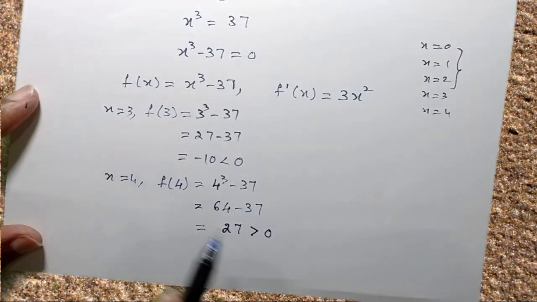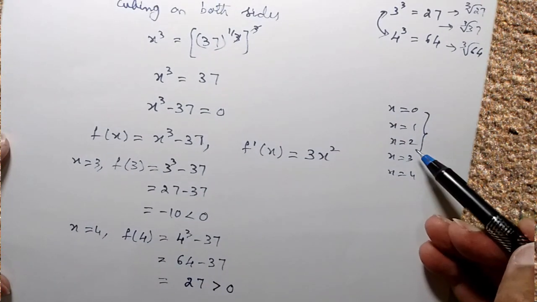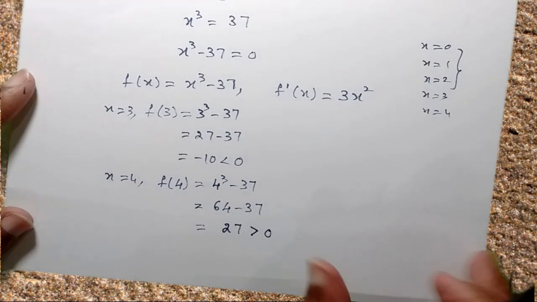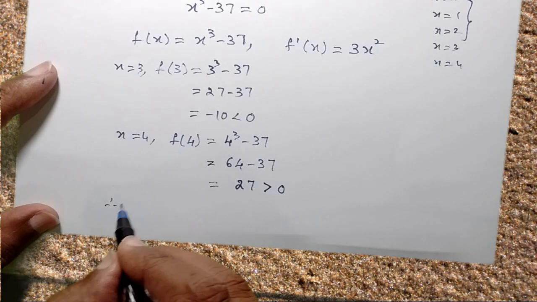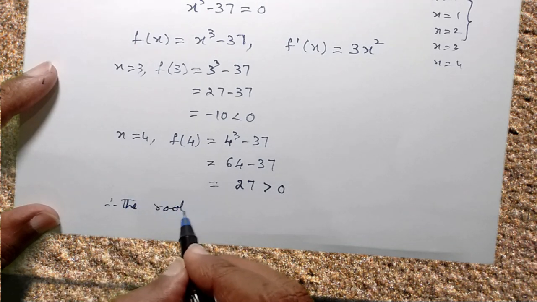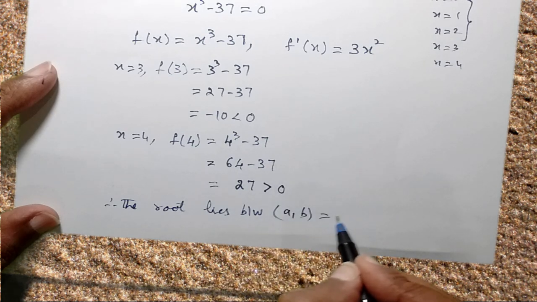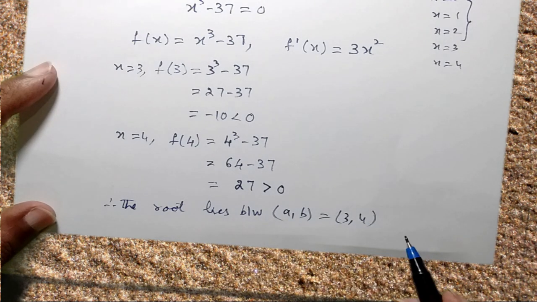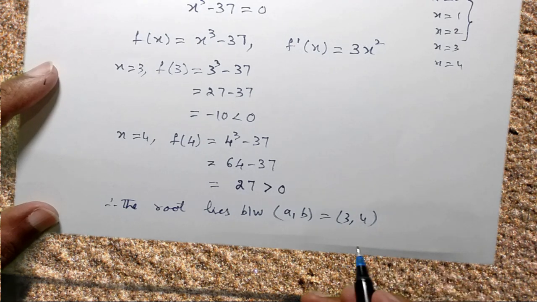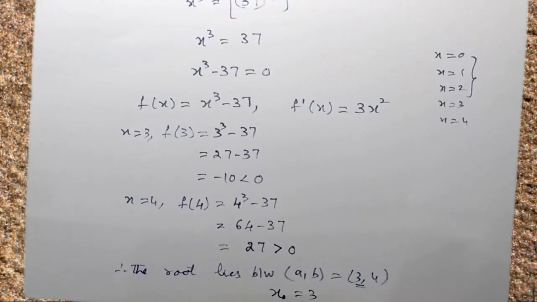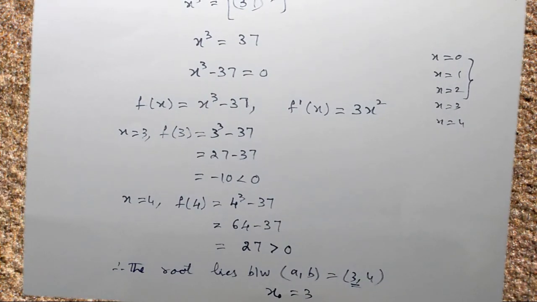So directly in only one step you can get it. Otherwise you have to check from 0 to 2, it will not satisfy, and then you have to come to 3 and 4. Therefore the real root lies between a and b. So the value of a and b is 3 and 4. Therefore you can choose the value of x0 to be say 3. So this value will be chosen as x0. Now you can use the Newton-Raphson method and try to complete the solution.